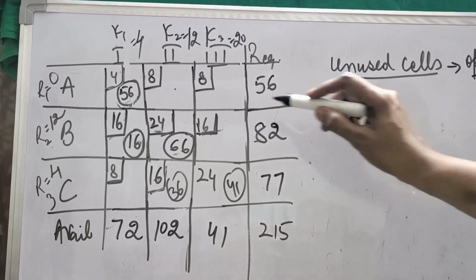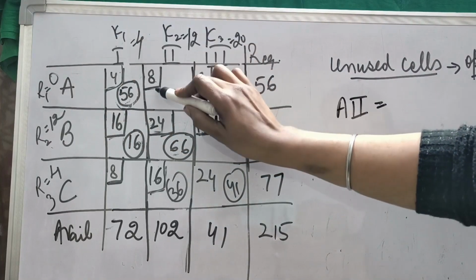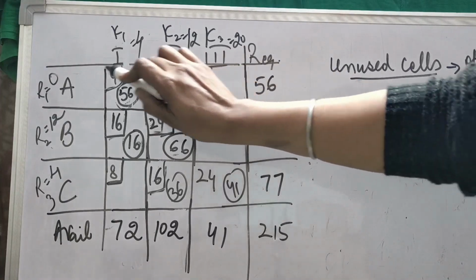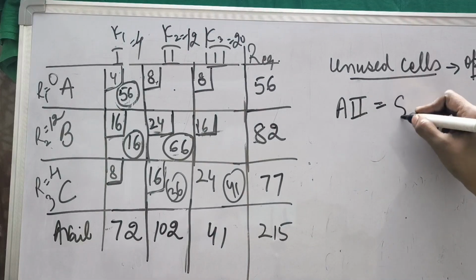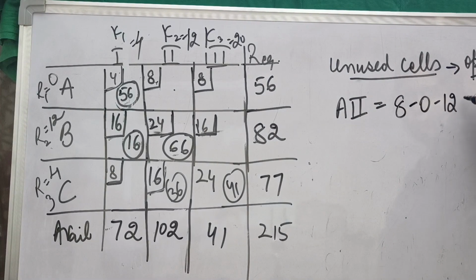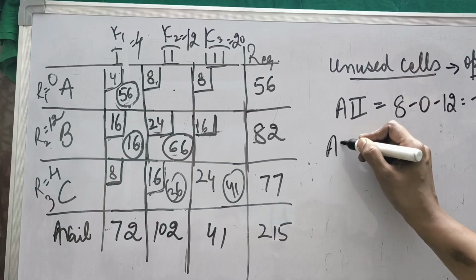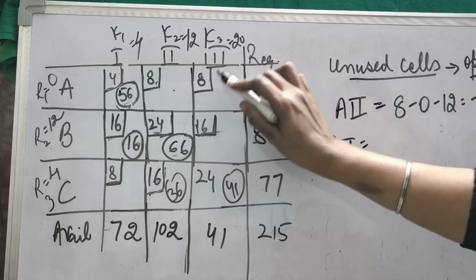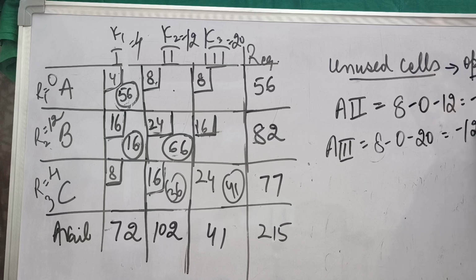Now see for A2, this is the cell 8. Just in front of that, what has been written? 8 minus 0 minus 12. Just observe these columns. This value minus the value straight across, and minus the value above. So 8 minus 0 minus 12. So my first opportunity cost has come out to be minus 4. The second unused cell is this, that is A3. If I want to calculate its opportunity cost, 8 minus 0 minus 20. So it will be minus 12.